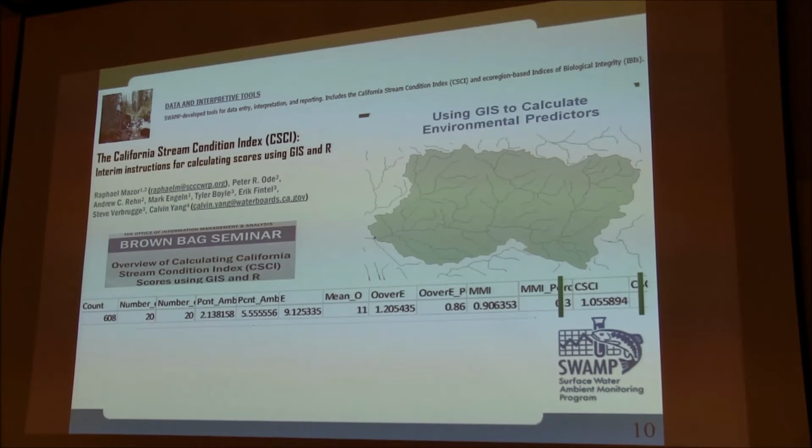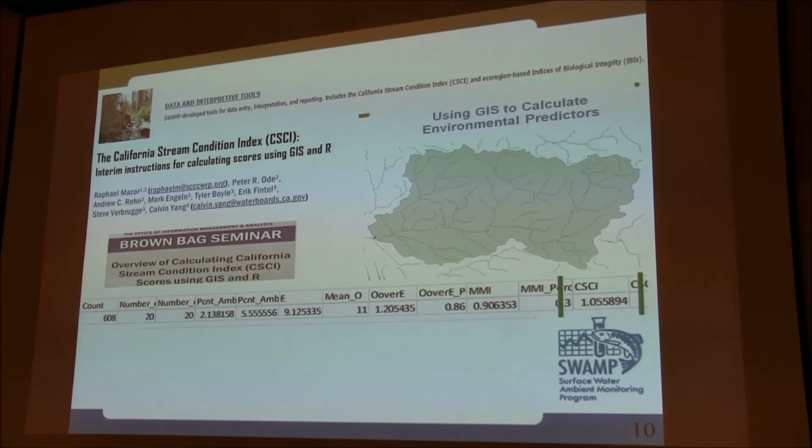The table below is one of the outputs you get from R. I tried to highlight it, but it's now just green lines. You get your CSCI score, your multi-metric index score, and then your observed over expected score. There are many more tables that you can get from R, but this is the big picture table.